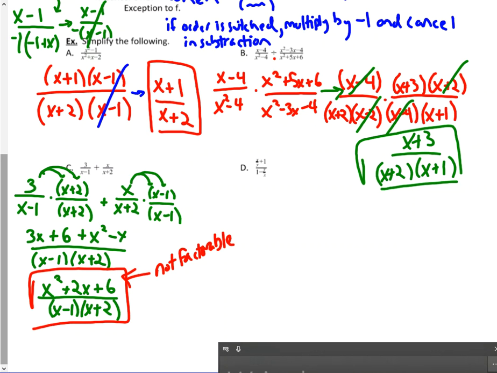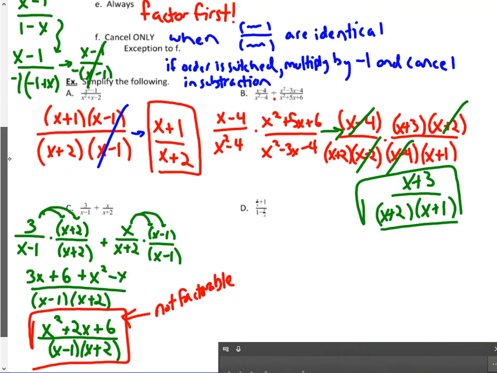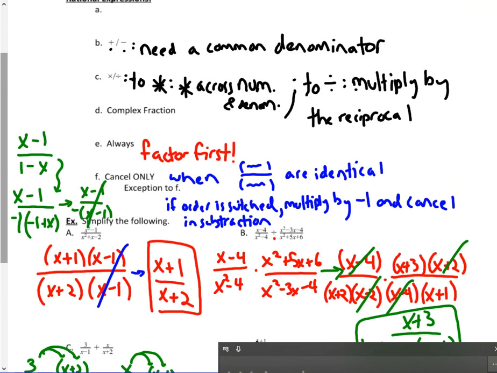Last but not least, we are going to be working with complex fractions. These are fractions that are happening within fractions, fraction inception. Let's go back up to our notes where it said in part D, complex fraction. What we're going to do when we see complex fractions is add and subtract first. Add and subtract within the numerator, within the denominator, and then do the rest of the stuff from there.